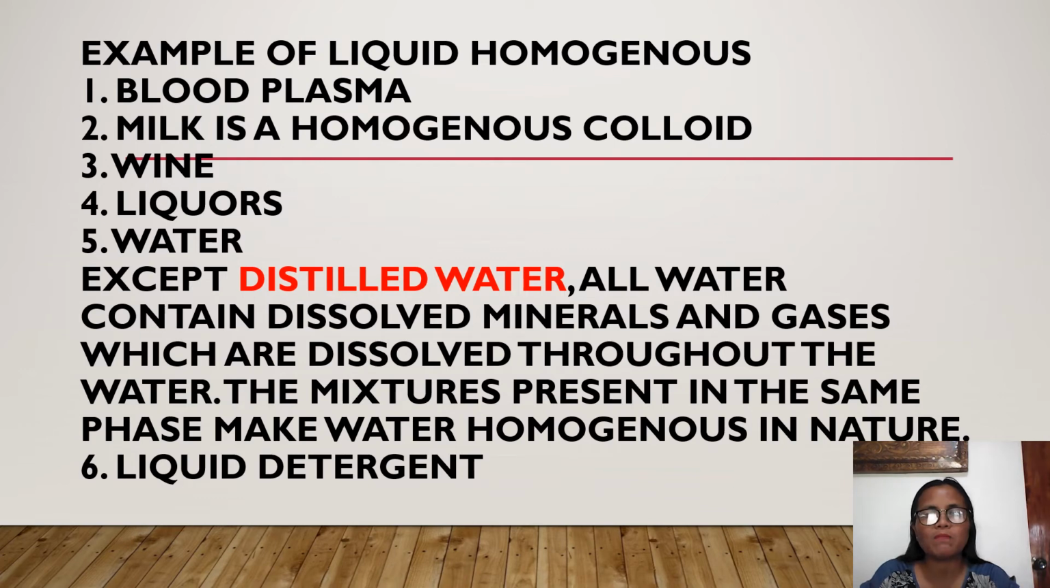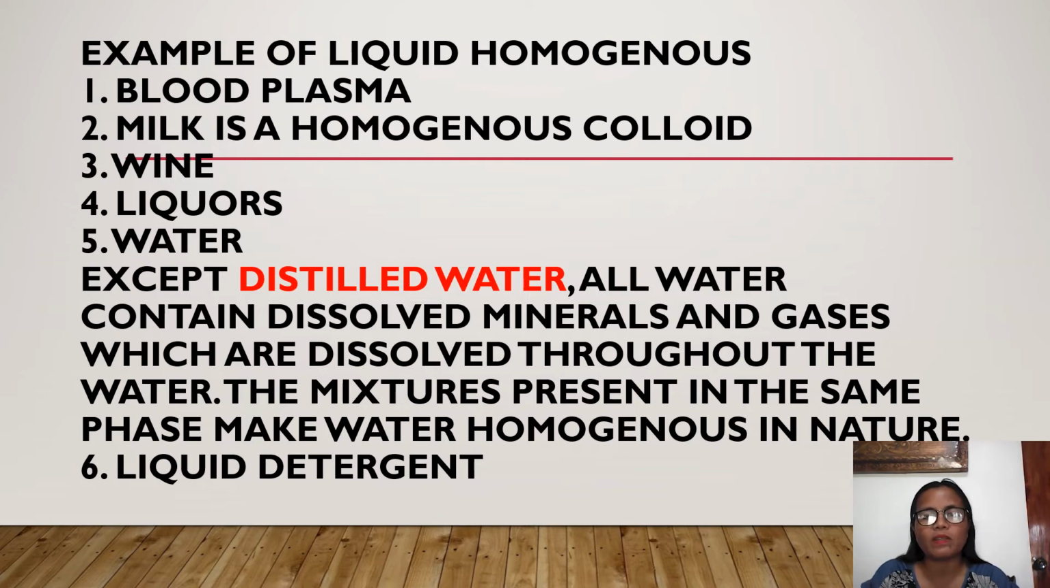Examples of liquid homogeneous mixtures: number one is blood plasma, the liquid in our blood components. Milk is a homogeneous colloid. Wine, liquors, and water are also examples of liquid homogeneous mixtures, except distilled water.